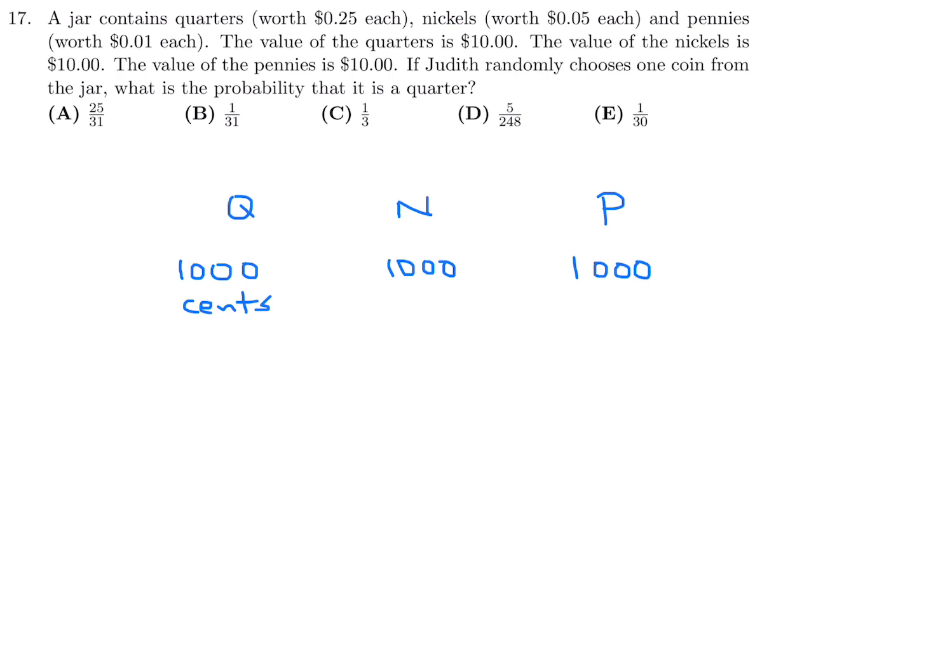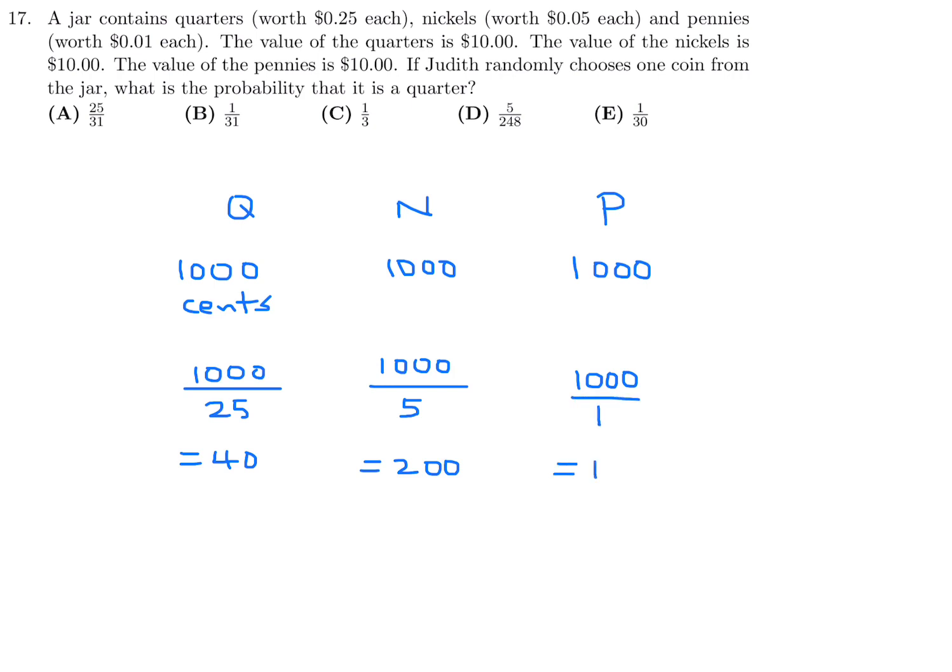Now to figure out the number of quarters, we divide 1,000 by the value of each quarter, which is 25, and that gives me 40. So I have 40 quarters. And the same scenario for nickels, I divide 1,000 cents by 5, which is the value of a nickel, and that gives me 200. And then finally, 1,000 cents divided by 1, which is the value of a penny, gives me 1,000 pennies. So Judith is picking one coin, and they want to figure out what is the probability that it's going to be a quarter.